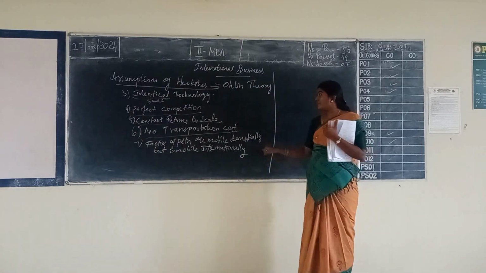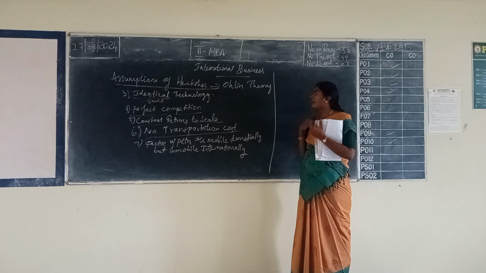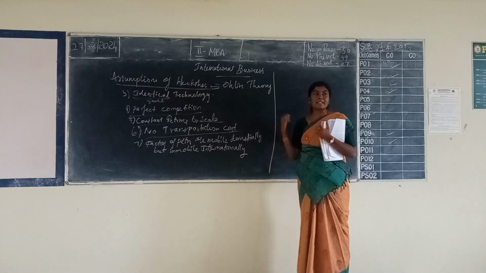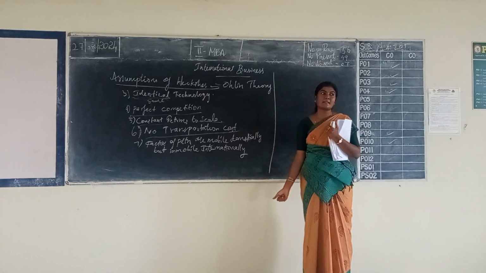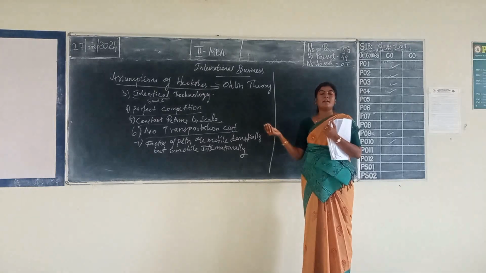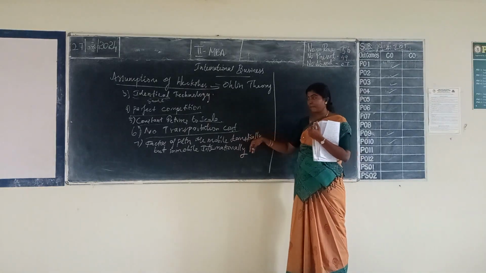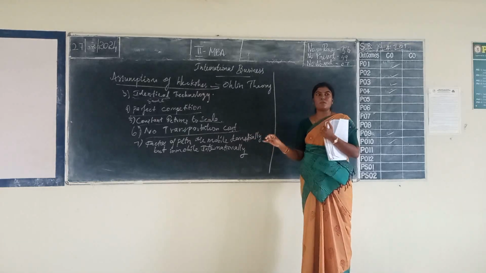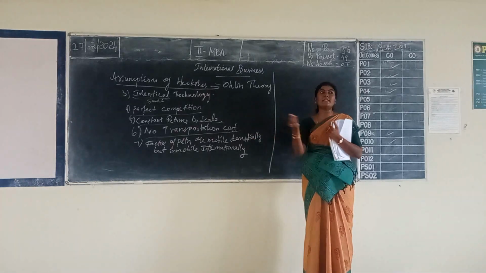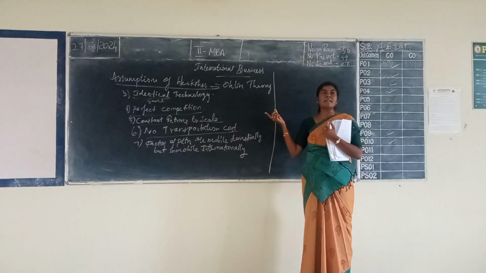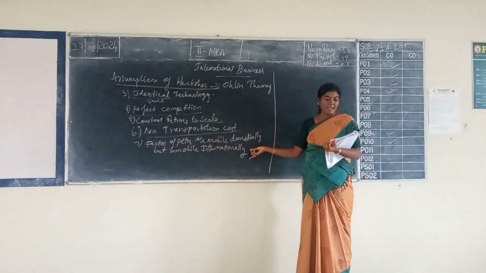So write down the 7th assumption. Factors of production are mobile domestically, but immobile internationally. Which means what? Domestically means inside the country. So factors of production will move inside the country, but not outside the country. Okay? So write down.